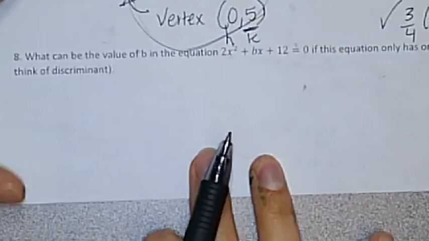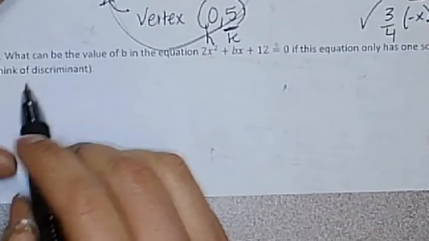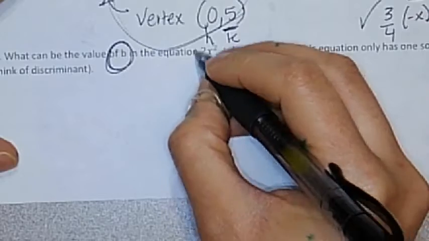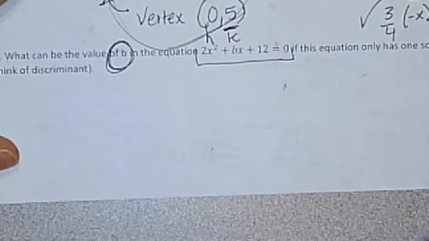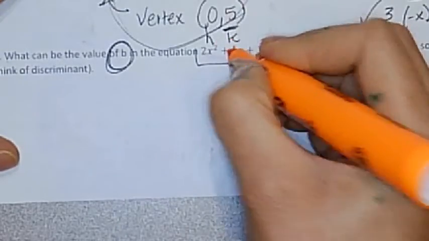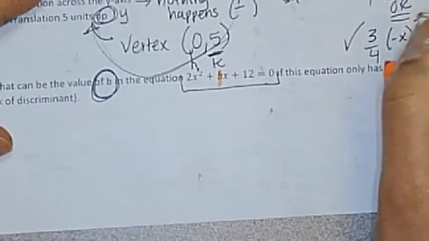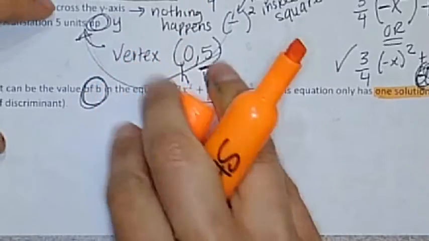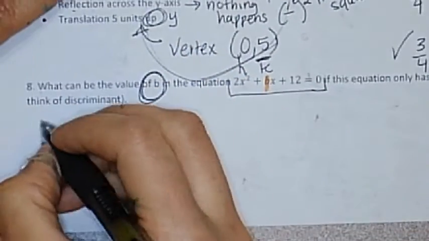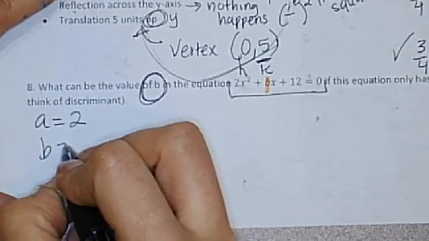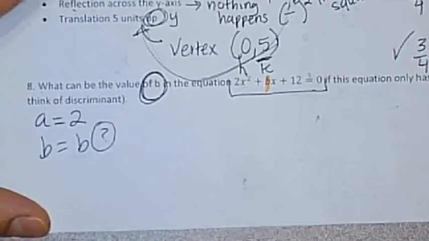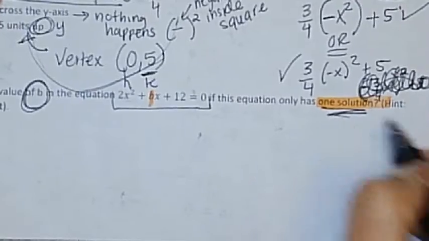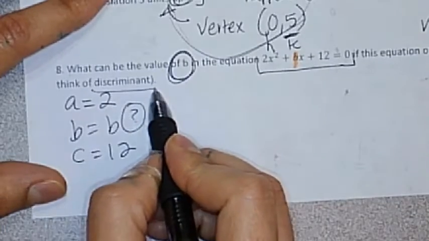Okay? And then for the last one, it says, what can be the value of B if the equation here, we're looking for B right here. If it only has one solution. Okay, so you have A, which is 2, B, which is B, we don't know, and then C is 12. One solution. I give you a hint, the discriminant.